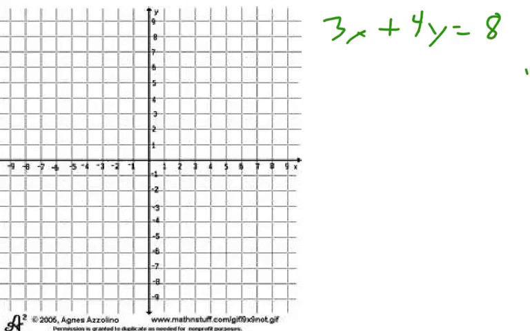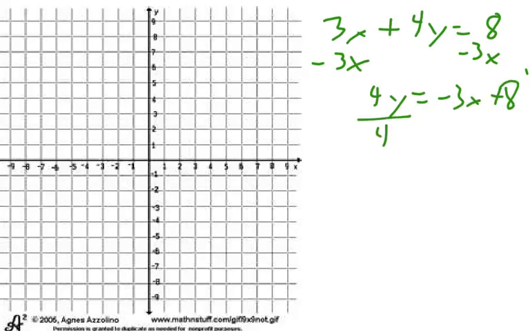Alright, we got 3x plus 4y equals 8. We're going to do this with slope-intercept form, so I've got to solve it. So I got 4y equals negative 3x plus 8. Divide everything by 4. So y equals negative 3/4 x plus 2.